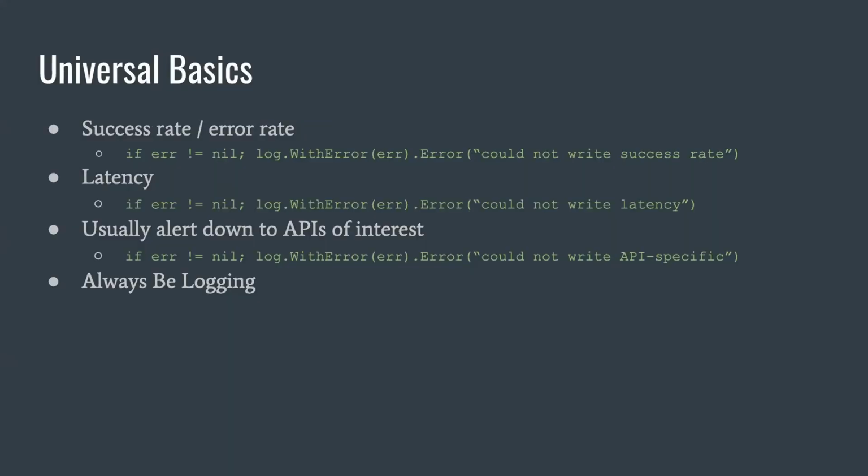So some universal basics for observability is you pretty much always want to be looking at success and error rate. You want to be looking at latency. You want to be alerting down to specific APIs that you care about, not just some general alert for anything related to registration. You want registration, create, and delete as separate things, for instance. And finally, always be logging things so you can have details later when something does go horribly wrong.